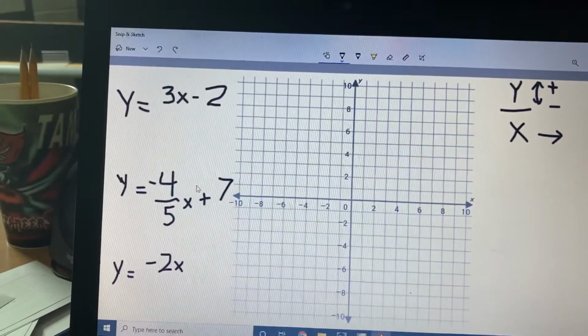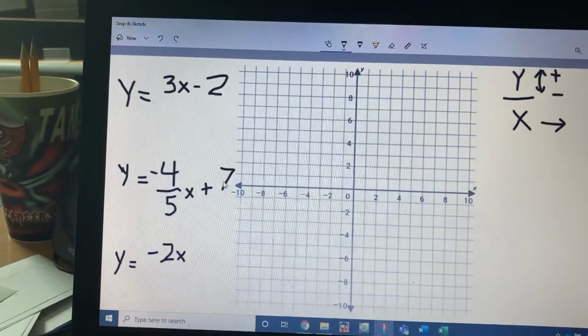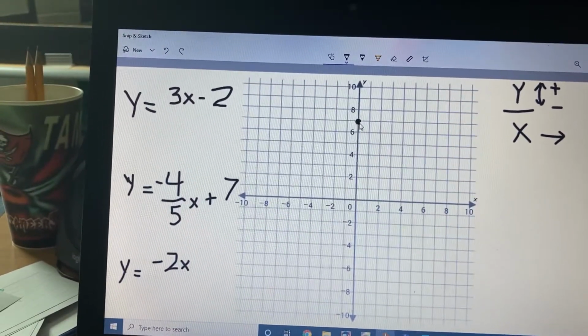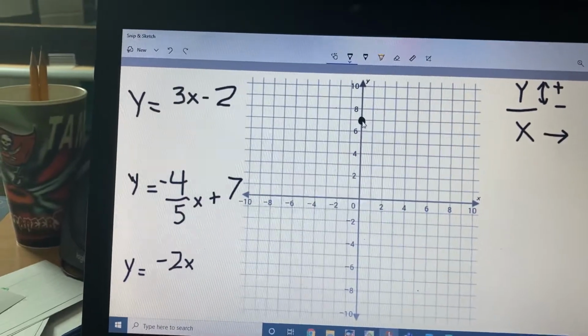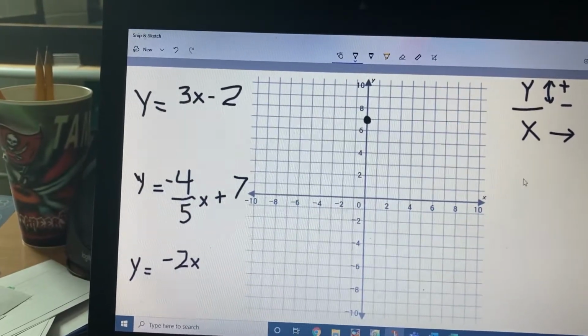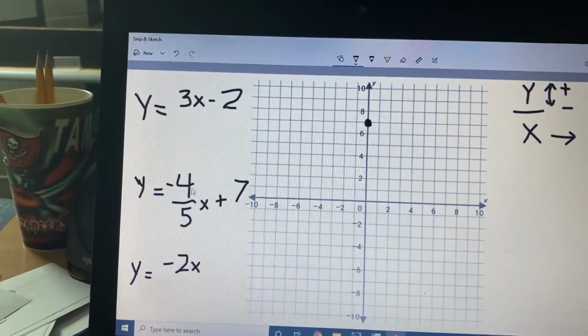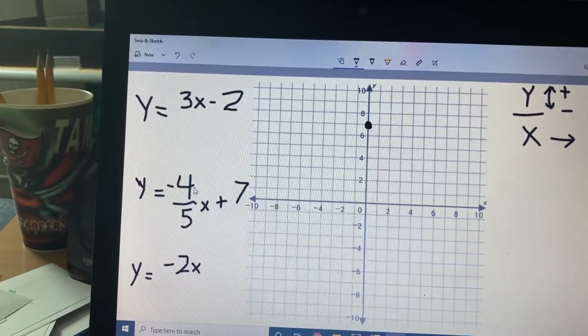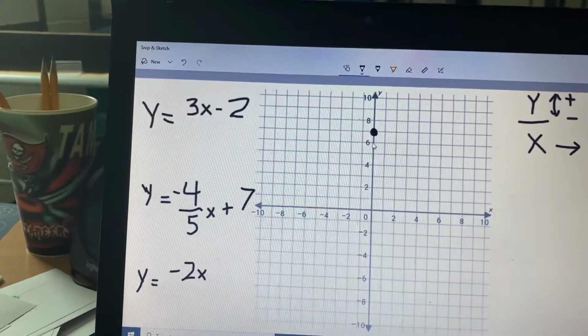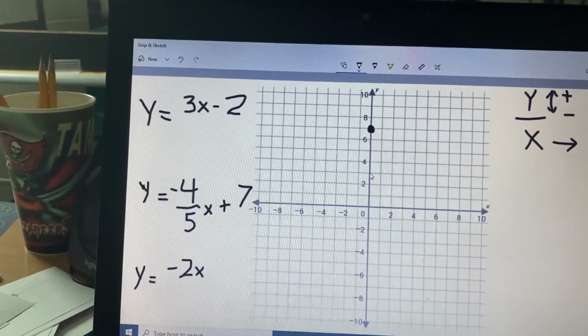All right, so we're going to do the second one. Y-intercept goes on the y-axis. That's 7, so I'm going to go to 7. 7's right between 6 and 7 on the y-axis. The slope is -4/5. In this case, it's already a fraction, so I'm not going to make it a fraction. Top number tells us to go up or down. Since it's a negative, we're going to go down. So I'm going to go down 1, 2, 3, 4.